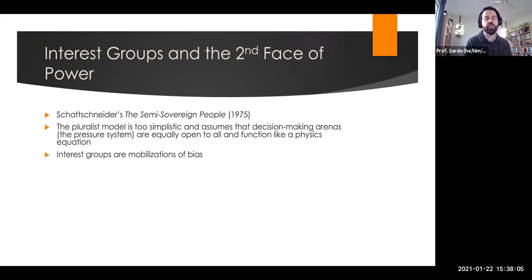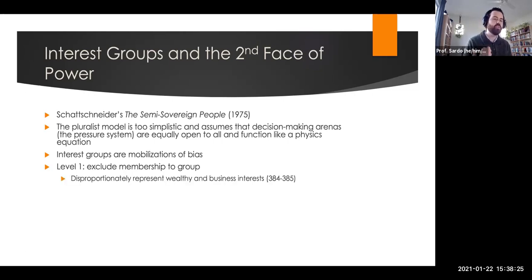But instead, he wants us to think of interest groups themselves as a way of mobilizing bias. The interest groups aren't simply a neutral mobilization of resources in the first phase of power, but are themselves creating the second phase of power, this non-decisional power, this exclusion of issues from the arena. And they do this in a couple of ways.